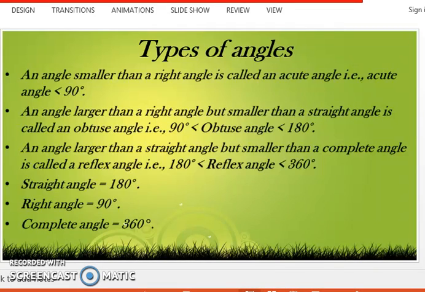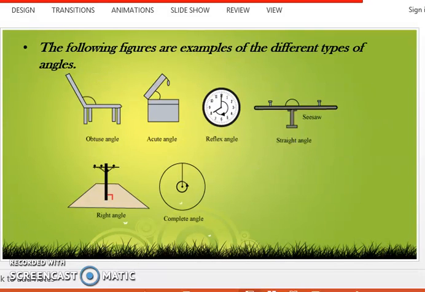An angle larger than a straight angle but smaller than a complete angle, that is 360 degrees, is always called a reflex angle. For example, 197, 220 degrees, etc. Here, what is a straight angle? An angle whose measurement is 180 degrees is called a straight angle. A right angle always forms a 90 degree angle, whereas a complete angle always forms a 360 degree angle. There are certain shapes showing the different angles here.